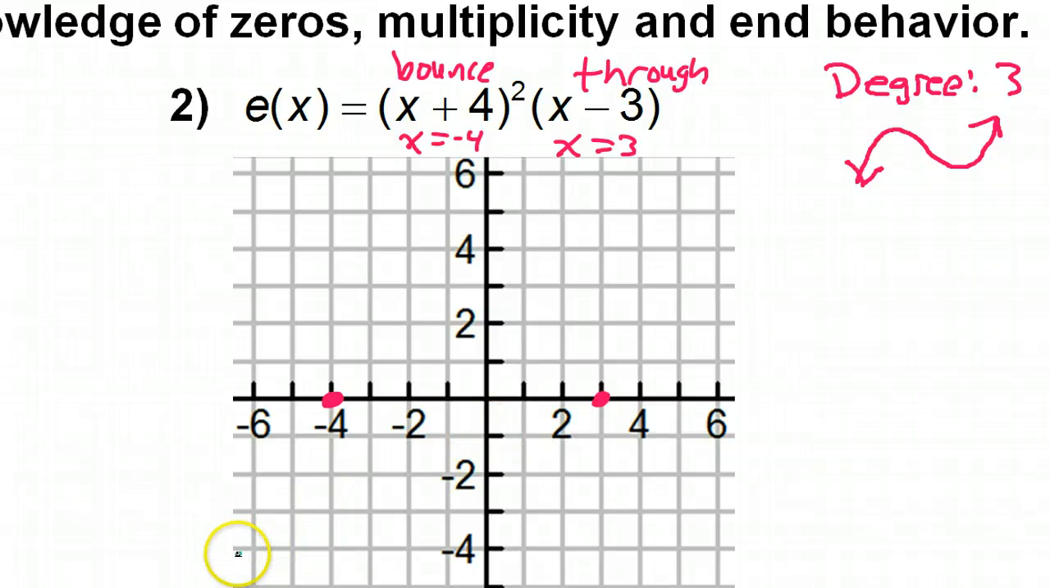So that tells me to start from low. Alright, so I'm going to start from low, and I'm going to bounce, and then I'm going to go through. So it'd be something like this. Okay, bounce, and then go through. Okay, so something like that would be a good graph for number 2.